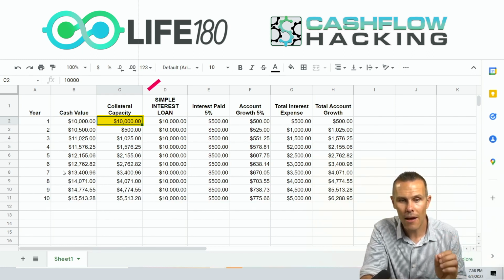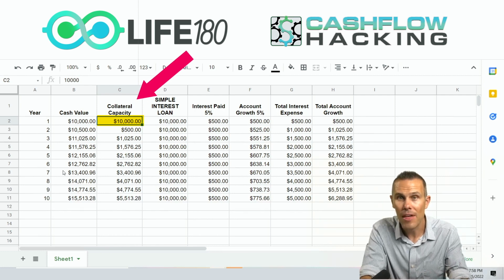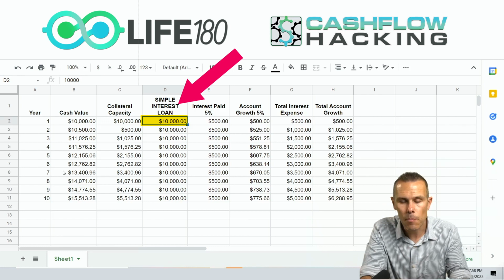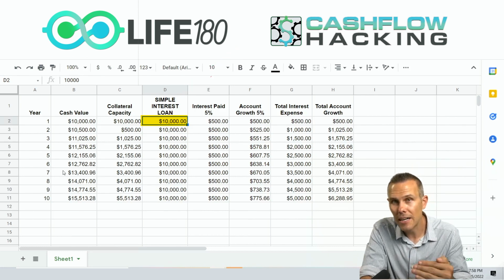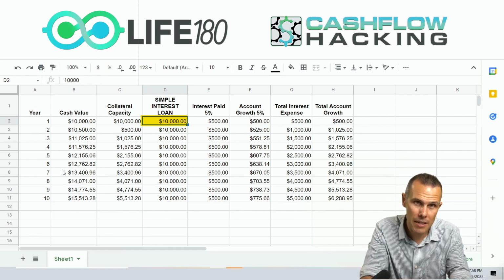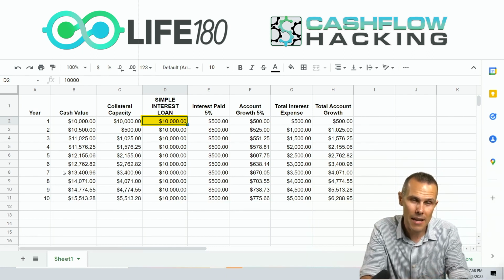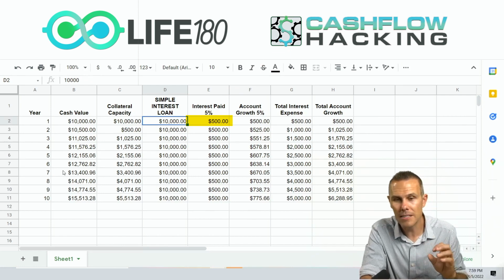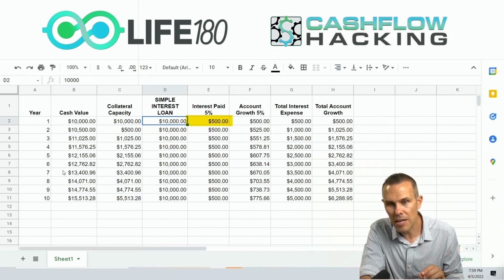So what we have here is a collateral capacity, meaning that's how much leverage we have of $10,000. Simple interest. So we're going to take a loan with simple interest because that's what the insurance company does. They say, okay, $10,000 is what you are taking out for loan. You are going to pay 5% on that year. So you basically are paying simple interest of 5%.